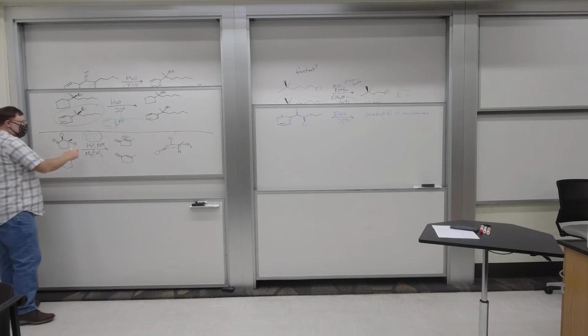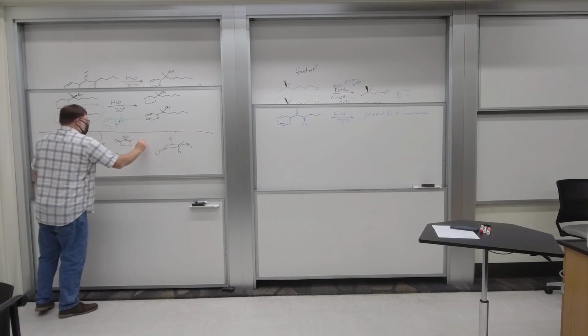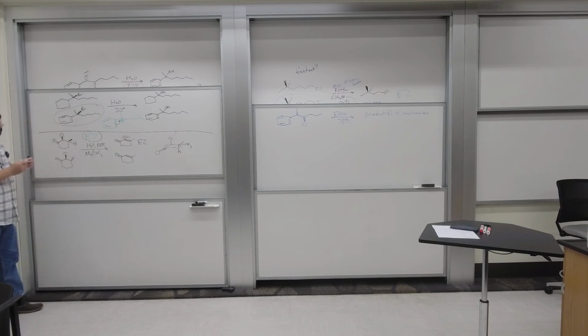So the top reaction is an E2. But if you look, this proton is the only beta proton, which means you have to grab that proton in order to make an elimination reaction happen. That's the proton that has to be grabbed, and there's no way to make that proton anti to the leaving group.